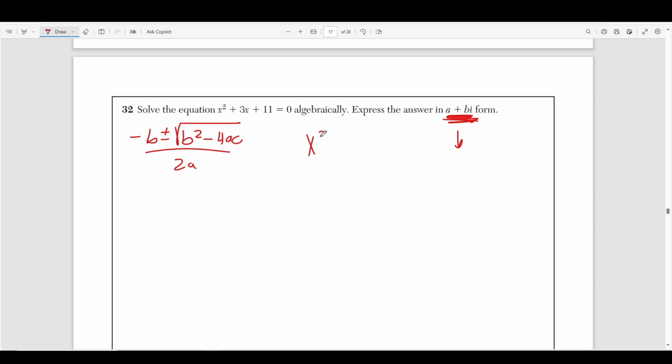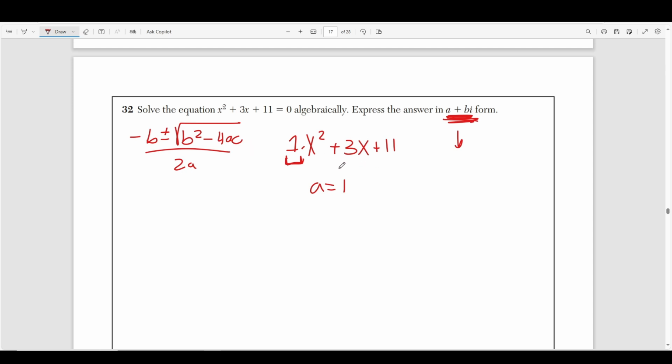So all we need to do is take this equation, x squared plus 3x plus 11, and plug in those values into this equation over here. So a is equal to 1. Why? Well, a is always going to be the coefficient in front of x squared. You may be saying, well, there's no coefficient there. There's no number in front of the x squared. There's actually an imaginary 1. 1 times x squared is equal to x squared. So there's always going to be an imaginary 1 there, okay?